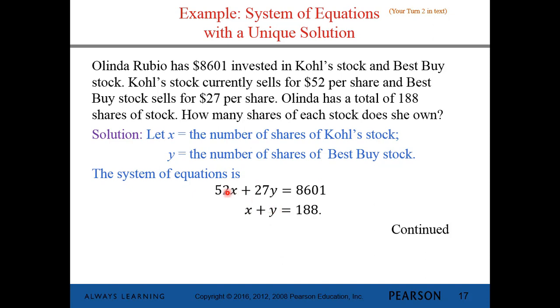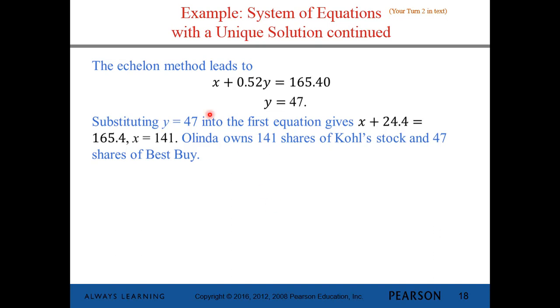Now all we have to do is eliminate the x variable. Well, the easiest way to do that is to multiply by negative 52. So if we multiply all of this by negative 52 and then add this to this, that will eliminate the x term, and then we can replace the second equation with the new equation. So how do we do that?